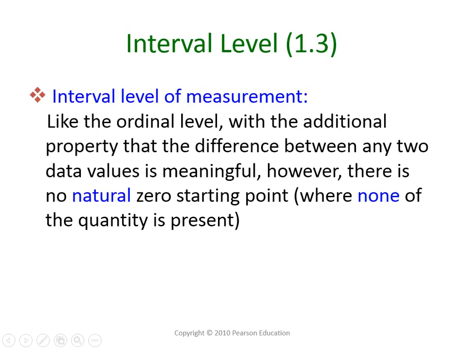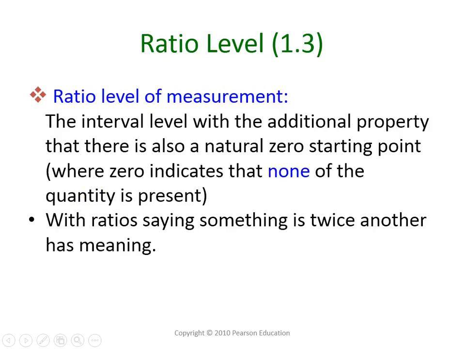And so there you could actually work with the next one, which is the ratio level of measurement, if you convert temperature into the Kelvin scale, where a 0 makes sense. Within the ratio level of measurement, you still have the interval level with the additional property that there is a natural 0 starting point, and that is where none of that value exists. With ratios, saying something is twice as much has meaning. So you can double things, and saying it's twice that value is going to have some sort of meaningful value when you're dealing with that.